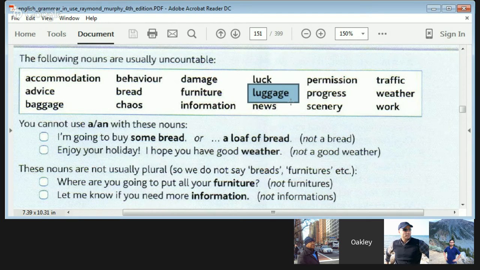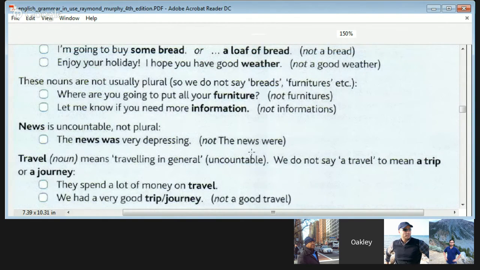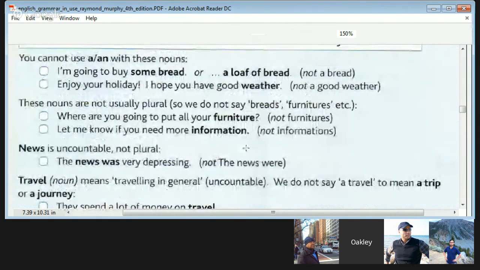And progress. Also progress. You can say one progress or two progresses. Yeah, you can't say that. Progresses. Nope, just can't do it. One progress, two progresses. Yeah, it's not possible. Not possible. Okay. All right. Bread, a loaf of bread, a slice of bread, a piece of bread. Sometimes there are many ways to make it countable. For example, with bread.